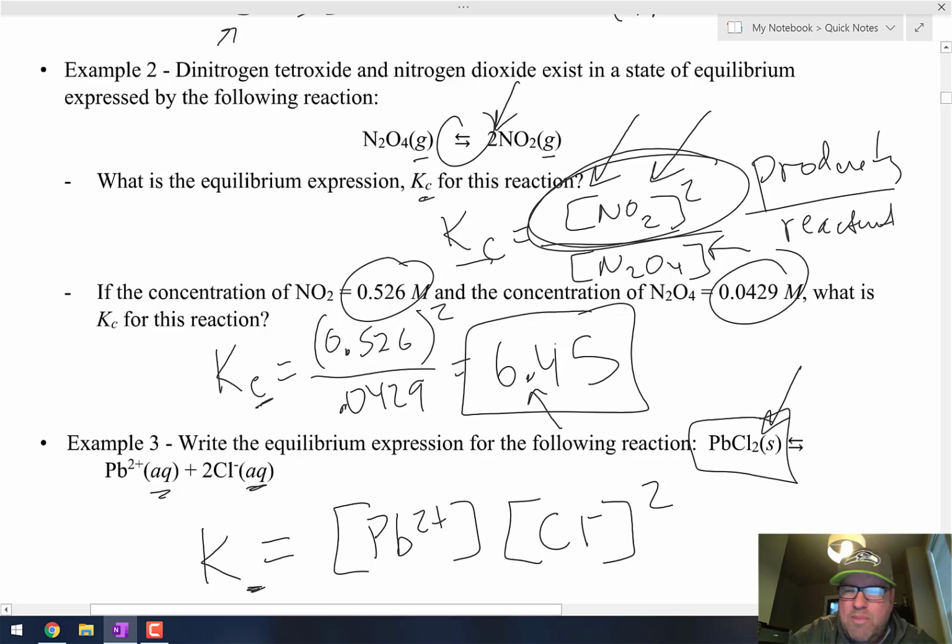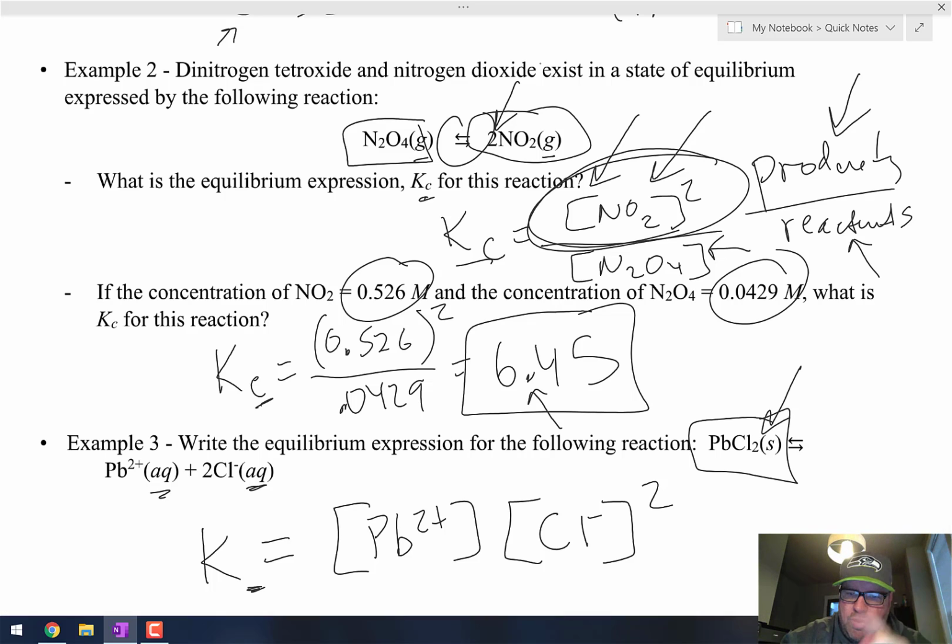So if you have a number that's bigger than 1, clearly what that means is that the products are greater than the reactants, which means that you have more products in your container, in your mixture, than you do reactants. Okay, remember, equilibrium does not mean that you have an equal amount of reactants and products. We talked about that in our first video. Equilibrium just means that the rate of the forward and the reverse reaction are the same, but the amount of the products and the reactants can vary quite a bit.